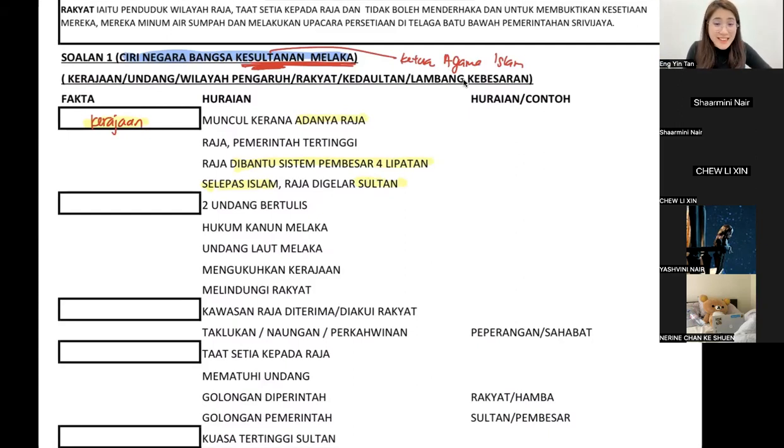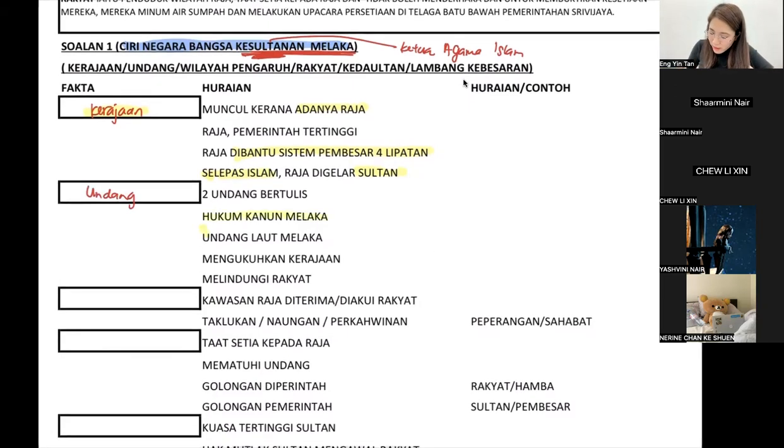So again, as I say, Malacca so strong, so good. The negara bangsa, you know, all these characteristics. Number 1 is we have the king. We have the government, what we call the government leadership. Number 2, we have the undang-undang. You see, undang bertulis means that we have the undang-undang. Okay, so what are the undang-undang here? Hukum Kanun Melaka, Undang-Undang Laut Melaka. Later, we will need to go through it one by one. And remember, this undang-undang strengthens the government and protects the citizens' benefit.